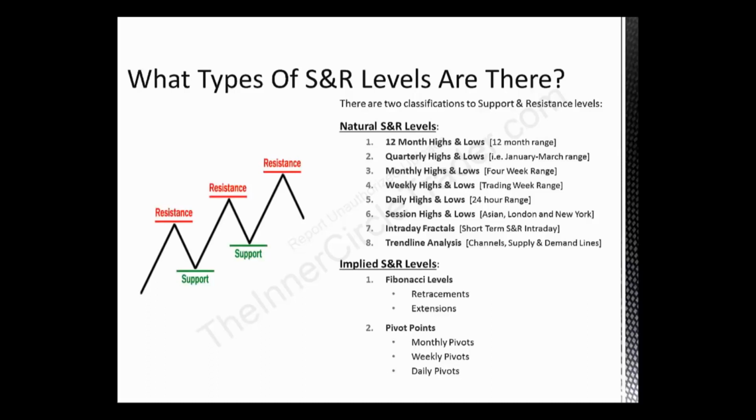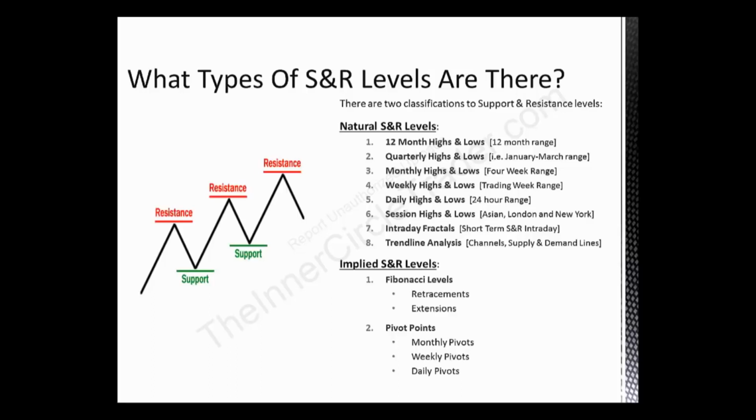So now what types of support resistance are there? Well, there are two types, and in my own understanding, I dub them natural support resistance levels and implied support resistance levels. Now what is a natural support resistance level? One would be obviously a 12-month high or low, the highest price in the last 12 months and the lowest price in the last 12 months. Those are basically your 52-week highs and lows. Pretty standard levels in all of the technical circles.